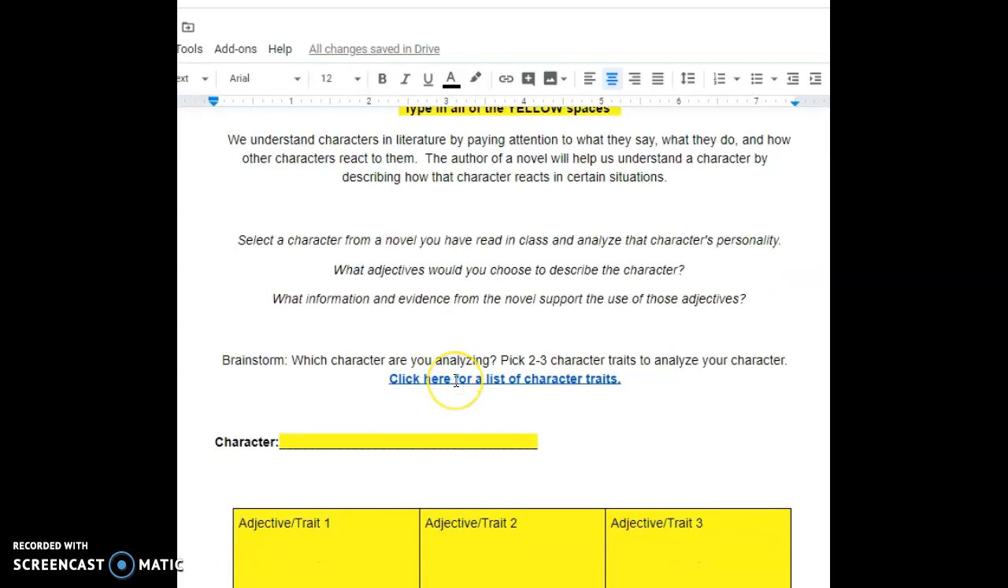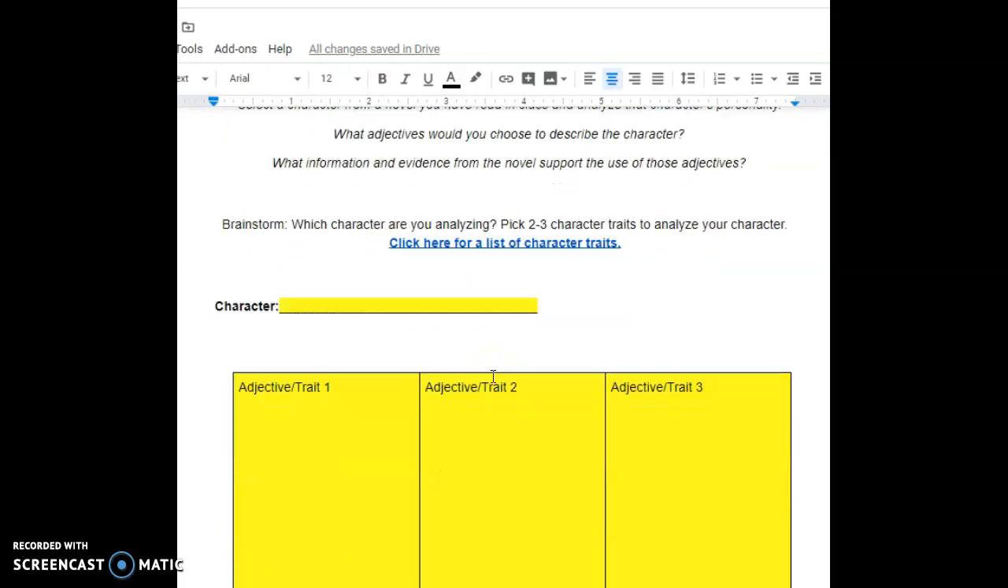Here again is the link to the character traits if you need it. And you'll notice here I say you can pick 2 or 3 character traits. So if you are having a hard time thinking of a third one, it's okay. Just don't do the third one. Just do the first 2.